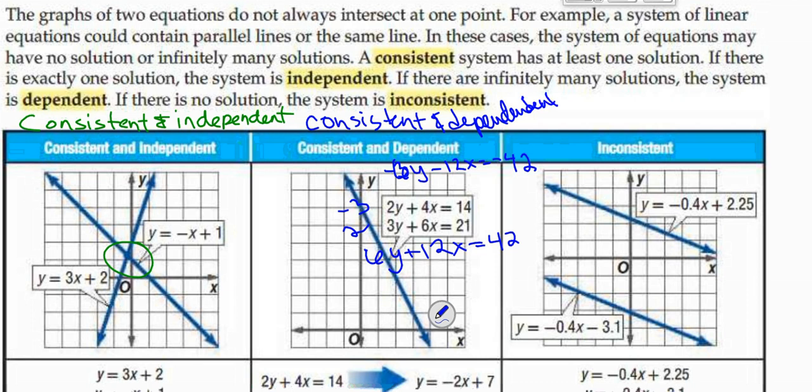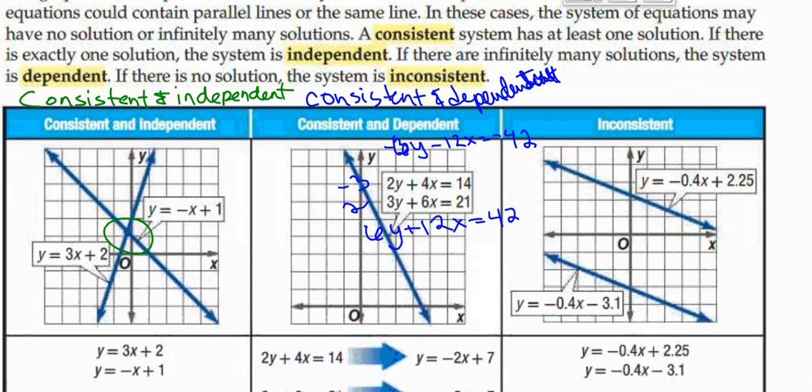Dependent means they depend on each other. They are the same line. And so there's an infinite number of solutions. And as a matter of fact, did you listen to me say you can put that in y equals mx plus b form? If I put it in y equals mx plus b form, that tells me what all the answers are, whatever will solve that equation.